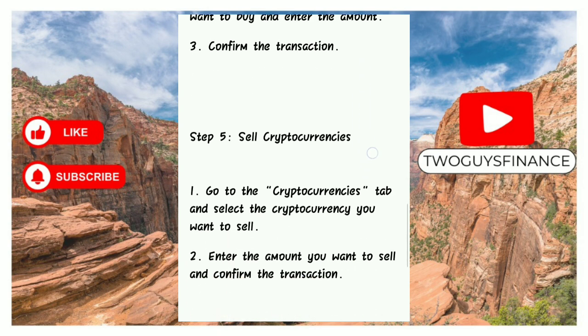Now the fifth step is to sell cryptocurrencies. So if you're looking to sell cryptocurrencies, all you got to do is just go to the cryptocurrency tab and just select the cryptocurrency that you want to sell. Of course, that's the cryptocurrency you bought before, so now you just want to select that to sell, and then you got to enter the amount that you want to sell and just confirm the transaction.